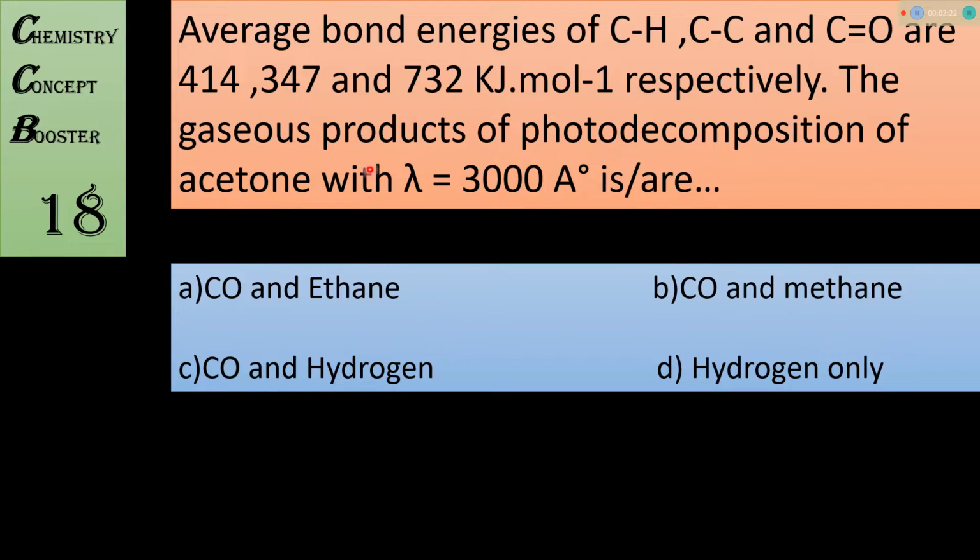So the average bond energies are given, and the question is, if we use light in the photodecomposition of acetone whose wavelength is 3000 angstrom, then what will be the gaseous product after decomposition of acetone? Now let's discuss the answer in detail.